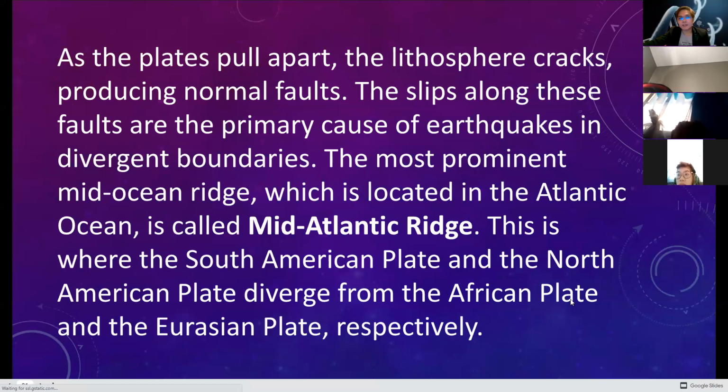As the plates pull apart, the lithosphere cracks, producing normal faults. Remember, again, the normal faults, they're actually moving away from each other. The slips along these faults are the primary cause of earthquakes.